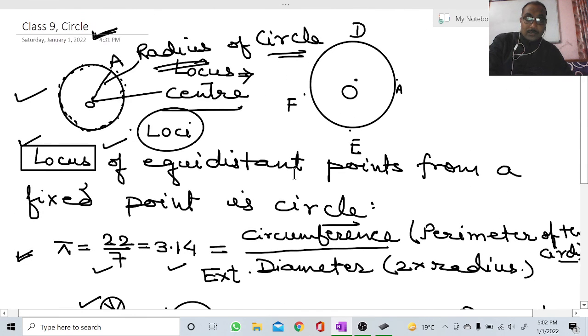So see, radius of the circle is the constant distance from center to the circumference. Center is the fixed point and locus of equidistant points from the fixed point is circle.